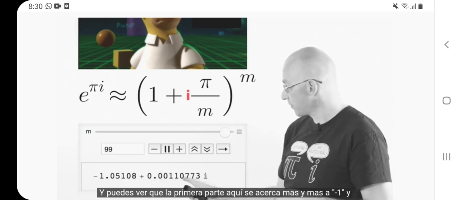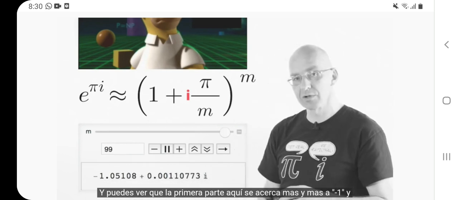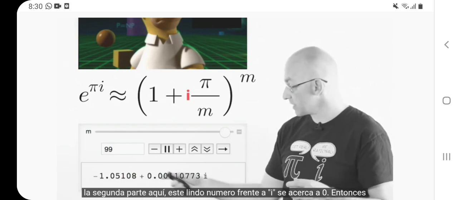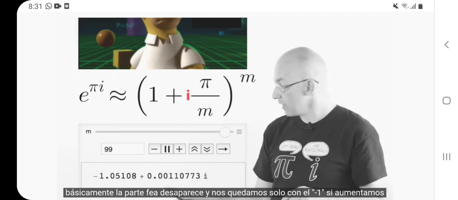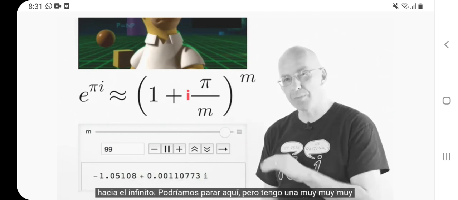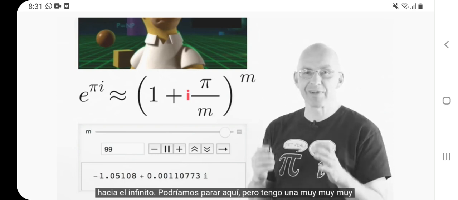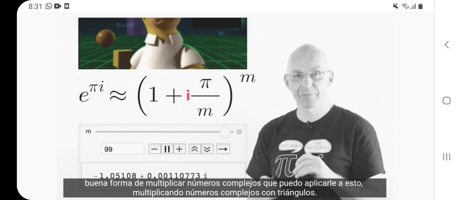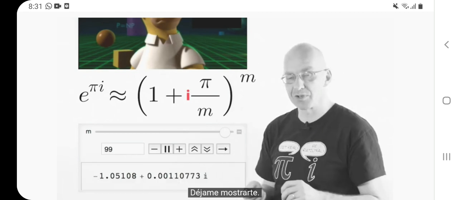Okay, and you can see that this first bit here gets closer and closer to -1. And the second bit here, that nice number in front of the I, goes to 0. So basically the ugly part goes away, and we're left with the -1 if you go to infinity. And we could stop here, but actually I've got this really, really nice way of multiplying complex numbers, which you can apply to this: multiplying complex numbers with triangles. I wanted to show you.